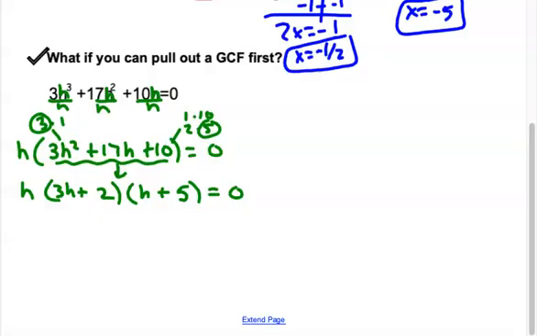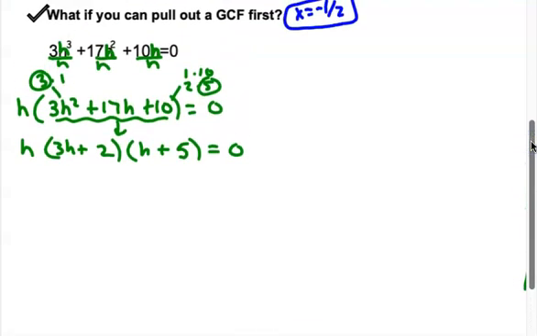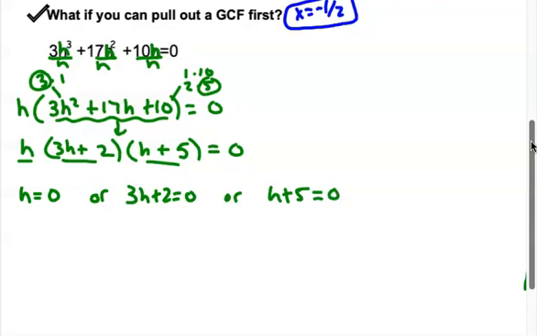All right, so then I have to remember this little step next, that what I have here, I have zero product property, but there's 3 things, 3 factors in my product. So there's 3 things that are possible. h equals 0, or 3h plus 2 equals 0, or h plus 5 equals 0. Those are all 3 possibilities.